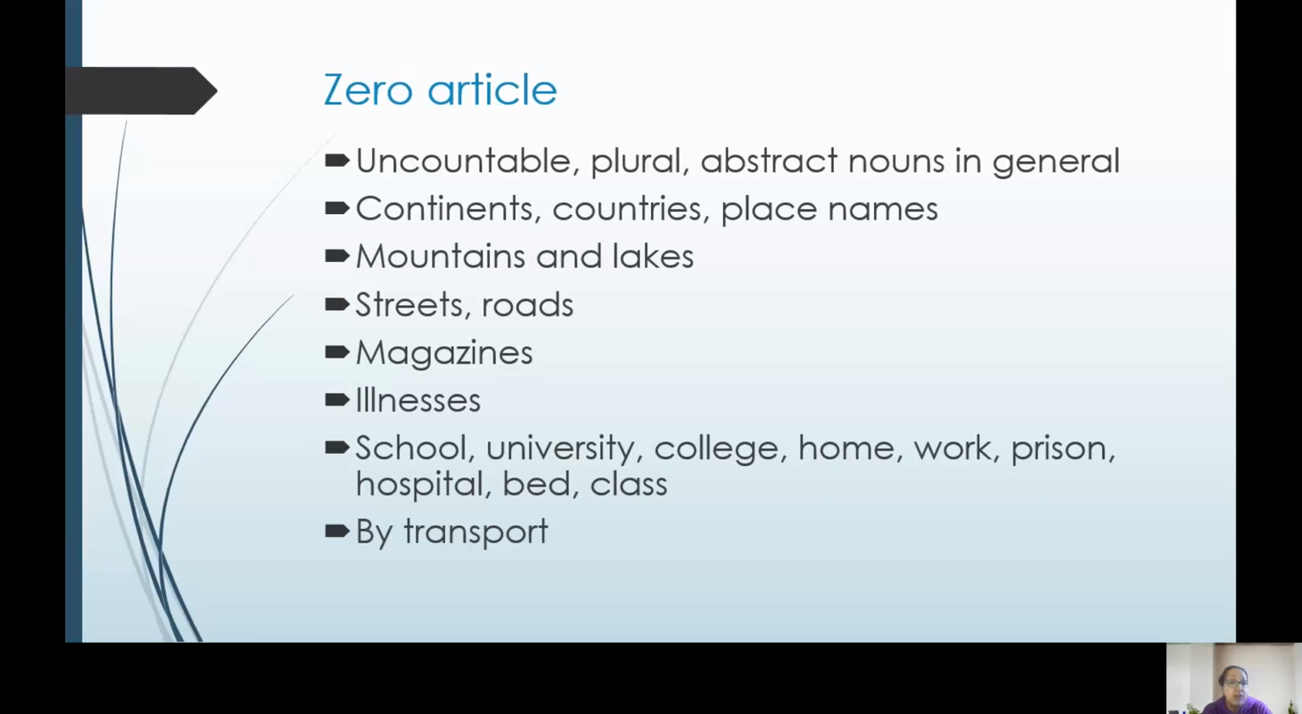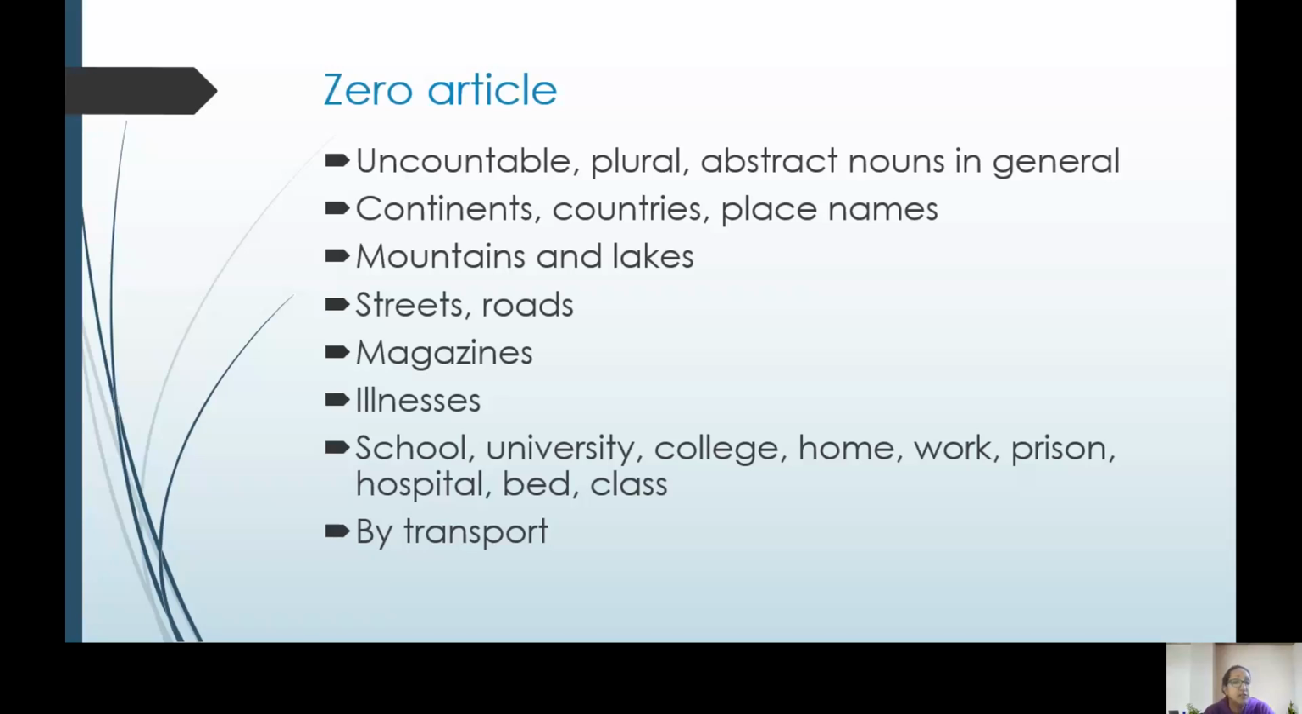We're talking about traveling by transport. We don't use the. For example, I go to work by car. He goes to work by train. She goes to work by bus. If we're talking about a specific method of transport, then you would use the article the. For example, I got on the number 10 bus.